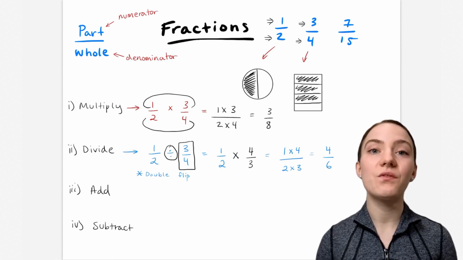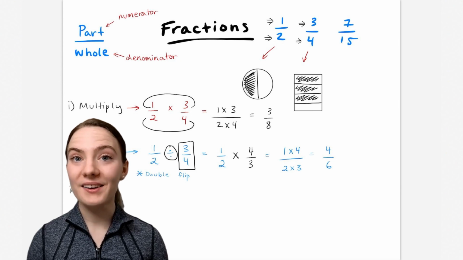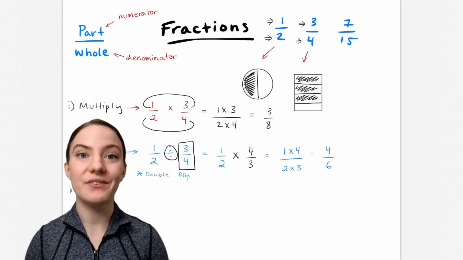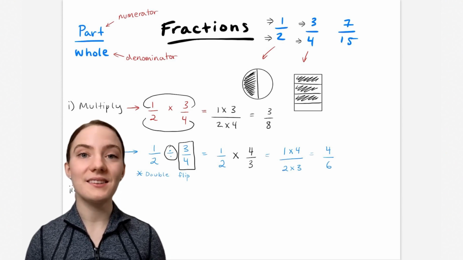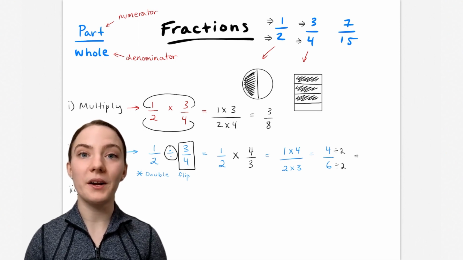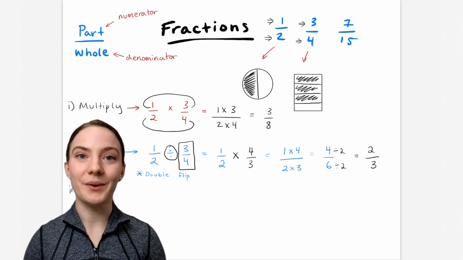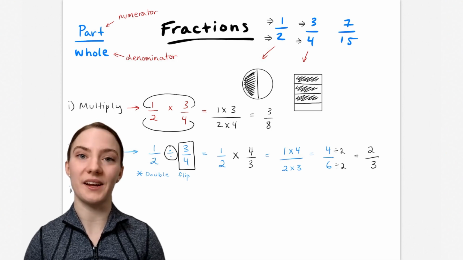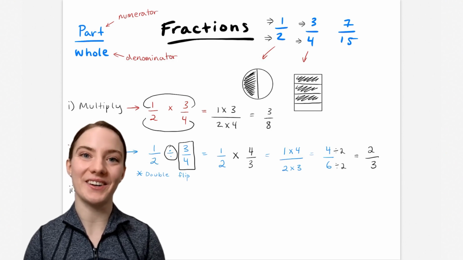And that would get you 4/6. But we can simplify this fraction further. Both 4 and 6 are divisible by 2. So we can divide 4 by 2 and 6 by 2 to get us 2/3. And that's our final answer.